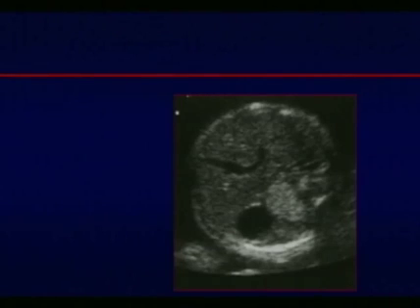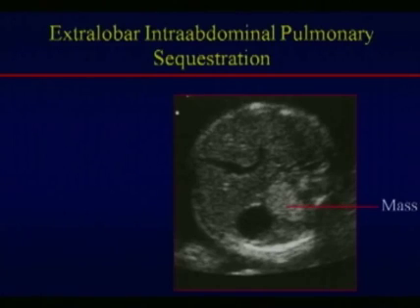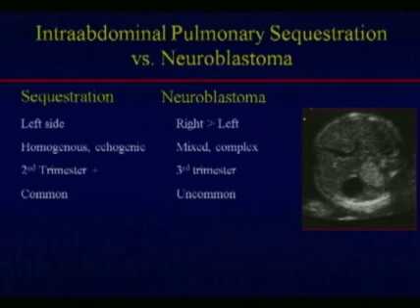The very last condition I want to mention before I conclude here is something that, here I'm looking at the abdomen, but it is related to the thorax, and that is these echogenic masses which are in the left upper quadrant behind the stomach, and they're really very diagnostic when you see them. Here's an echogenic mass, and this represents an extralobar intra-abdominal pulmonary sequestration. Very typical. Now, some people can get worried and think, what about a neuroblastoma?